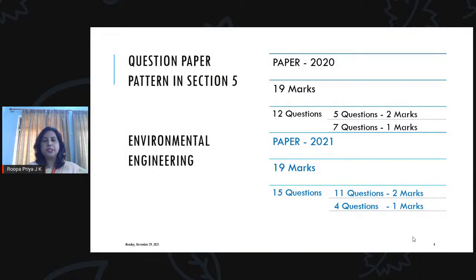Based on the previous question papers, this was the pattern under environmental engineering. The paper in 2020 had 19 marks and 12 questions under environmental engineering, and the previous paper, in 2021, had 15 questions for 19 marks. This is for your information.